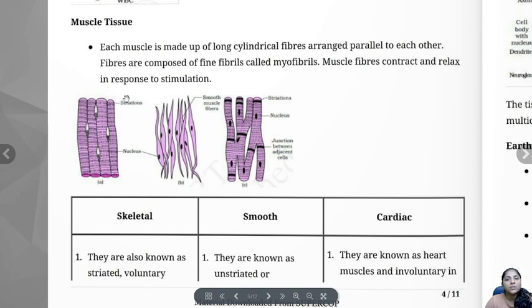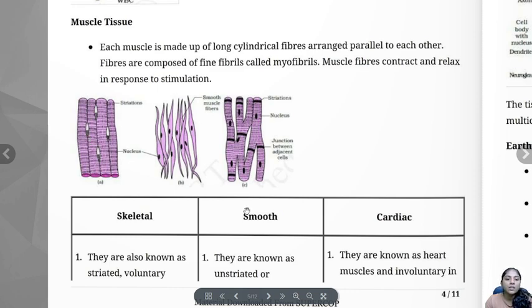So because they have striations, they are called striated tissue or voluntary tissue. Voluntary tissue because these are the tissues that we can move at our will. So for example, we can move our hands and all. So that is because it is made up of the voluntary tissue.